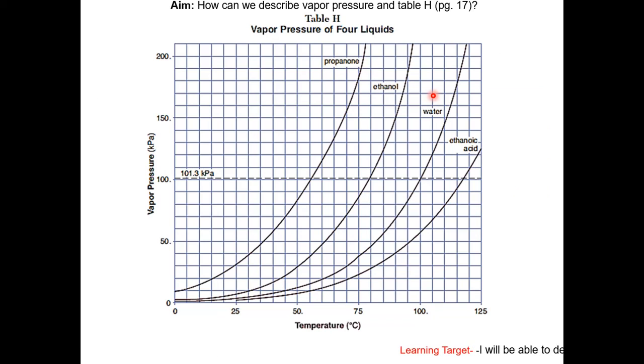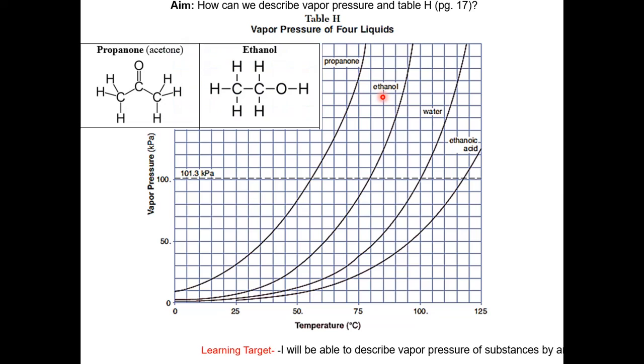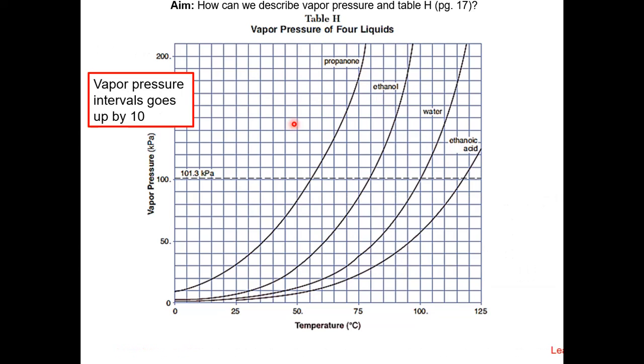Now we're going to go over how to read Table H on the reference table. Table H is the vapor pressure of four liquids: propanol, ethanol, water, and ethanoic acid. On the y-axis is the vapor pressure measured in kilopascal. Each interval goes up by 10. So this will be 0, 10, 20, 30, 40, 50.